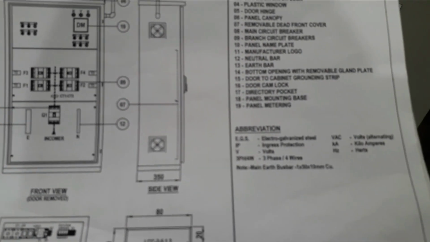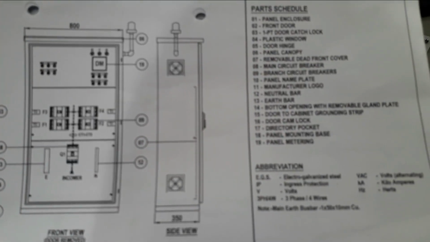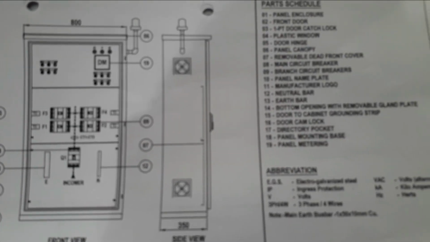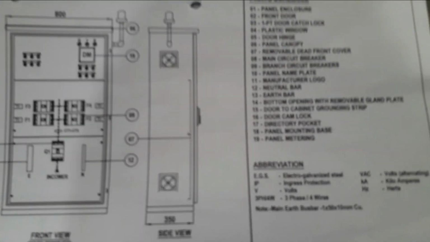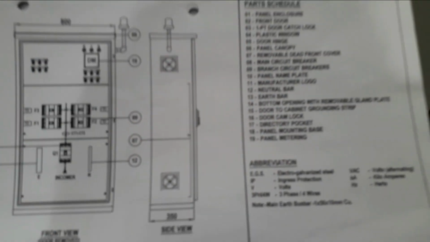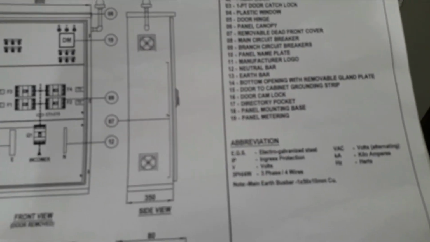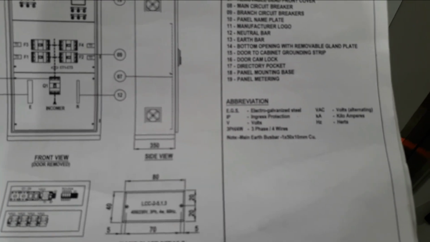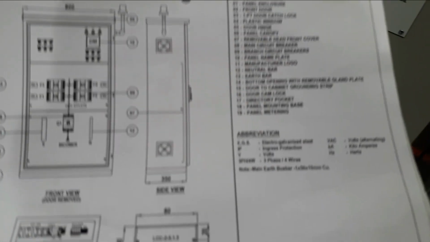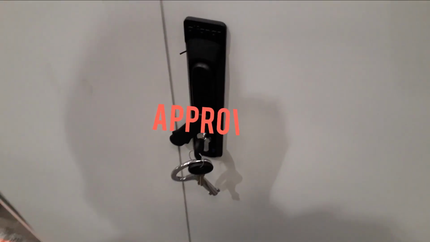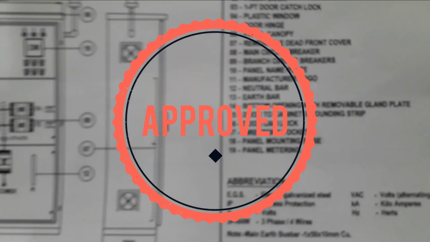Okay, so the door to cabinet grounding strip is related to the connection of the ground wire between the body and the enclosure, and the enclosure to the door. You will find that area later on. And then we have also the door cam lock. This is what we call the door cam lock. You'll find it also inside, which is related to the door handle. So that is the door lock with key.